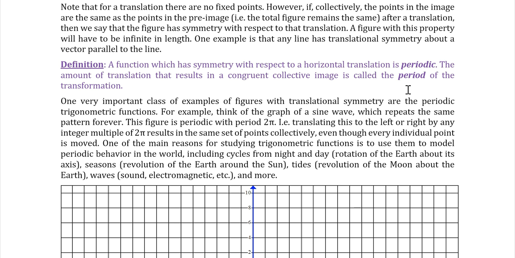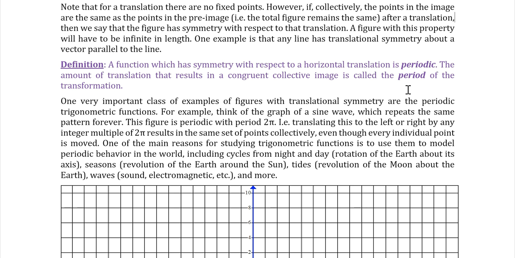One example is that any line has translational symmetry about a vector parallel to the line. You're just sliding the line along itself. Since there are infinitely many points there, not only infinitely many points, but infinite length, you're still going to end up with the same line.